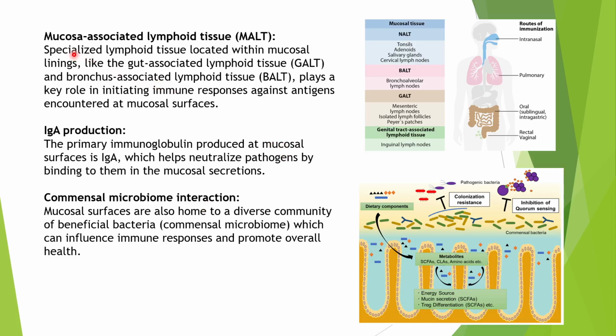Next, there is another mucosal tissue, your mucosa associated lymphoid tissue, also termed MALT. Under MALT again you have specific lymphoid tissues, specialized lymphoid tissues located within the mucosal linings, like the gut associated lymphoid tissue, called GALT, and the bronchus associated lymphoid tissue, your BALT, which plays a key role in initiating immune responses against antigens encountered at mucosal surfaces.